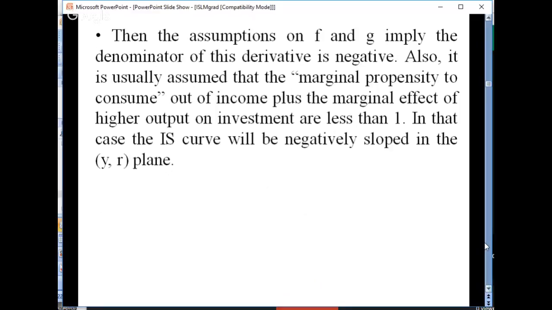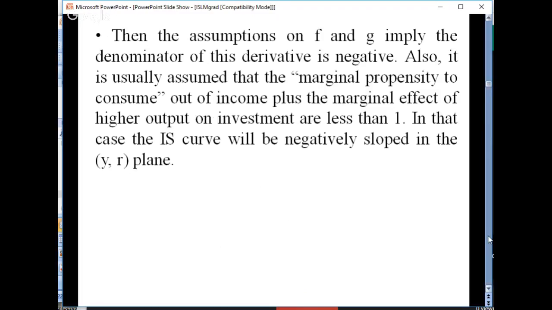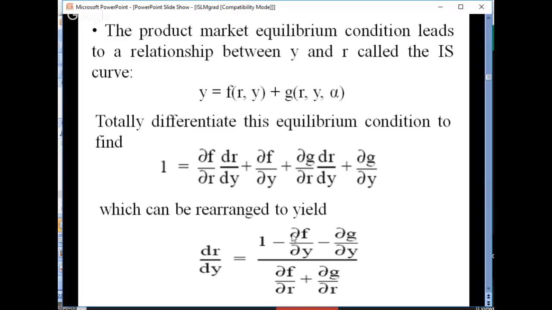Then our assumptions on f and g imply that the denominator is negative, right? Because we already said that interest rates affect consumption negatively and investment negatively. So negative plus a negative is, of course, negative. It's also assumed that the marginal propensity to consume plus the marginal effect of higher output on investment are less than 1. So we assume that this partial and this partial are less than 1, so this whole thing's negative. So we have a negative over a negative, which makes this positive.